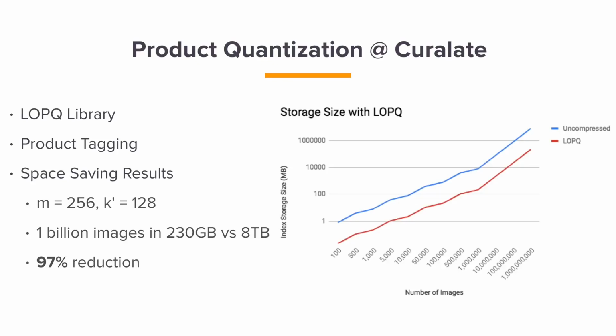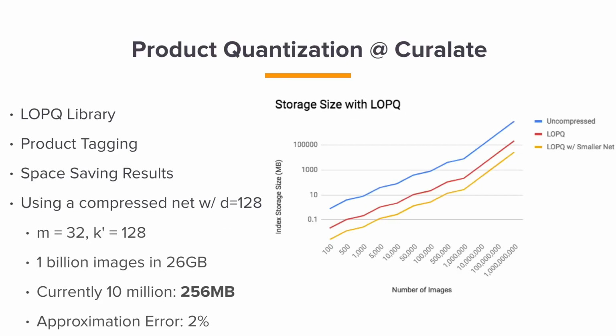It means we could store 1 billion images in 230 gigs of RAM instead of 8 terabytes. That's a 97% reduction in storage costs. The executives were like, yeah. And then I kind of pushed this neural net thing under the rug.